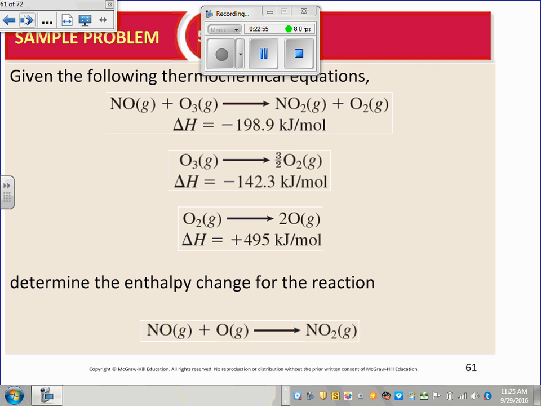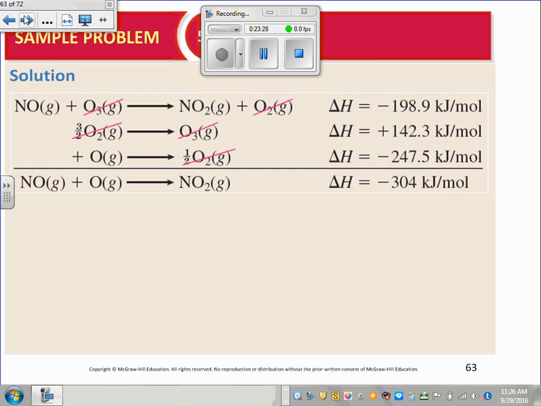So to figure out the delta H of that reaction, I just add up these values, minus 198.9, minus 247.5, and 142.3. Everybody see what we did? Yes? So we add the last one even though it's been canceled out? Yeah, because it's still part of the total energy. And it turns out to be negative 304 kilojoules per mole.